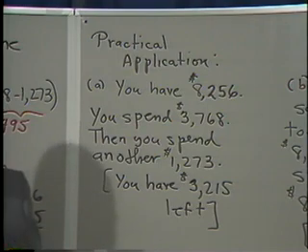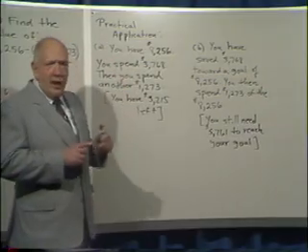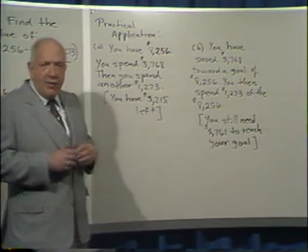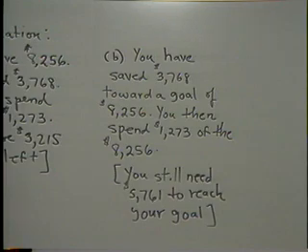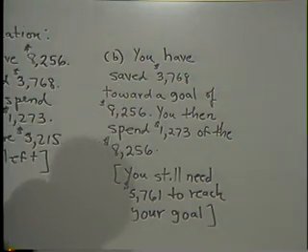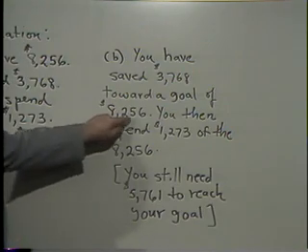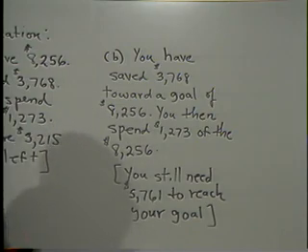Now, let me give you a completely different problem. Watch how different problem B is from problem A. Remember what problem A was now. You had $8,256. You spent $3,768. Then you spent another $1,273. Problem B says you have saved up $3,768 towards a goal of $8,256. Maybe you're going to buy a car for $8,256, and you've saved up $3,768. All of a sudden, there's a crisis.